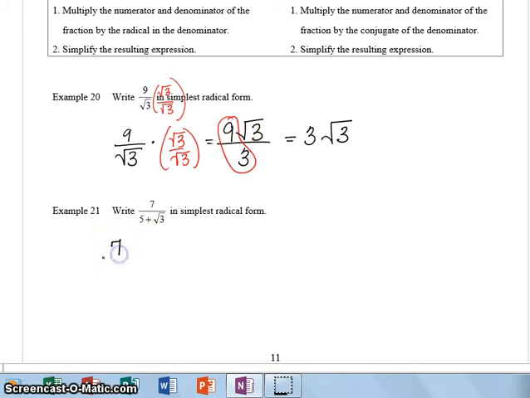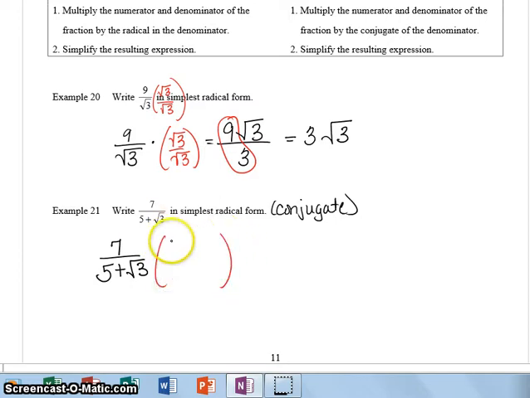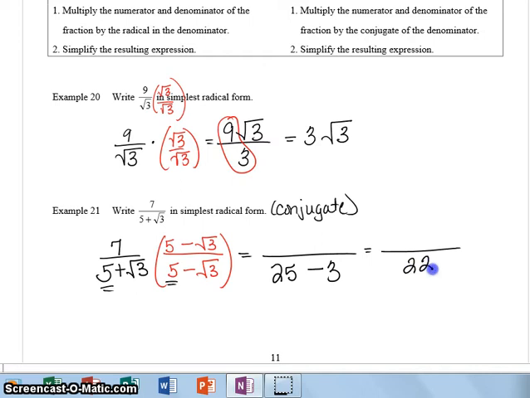Now this next one's a little bit different. Anytime there's a plus and a minus, you have to multiply by its conjugate. So I have to multiply the top and the bottom by 5 minus radical 3. Because these are conjugates, you know the shortcut. You only have to do first and last. The first is going to give me 25. It'll always be minus because one's positive and one's negative. Radical 3 times radical 3 is 3. So 25 minus 3 is 22. My denominator there is going to be 22.